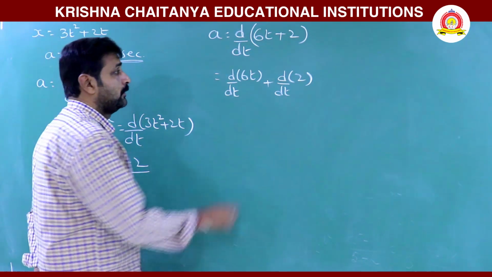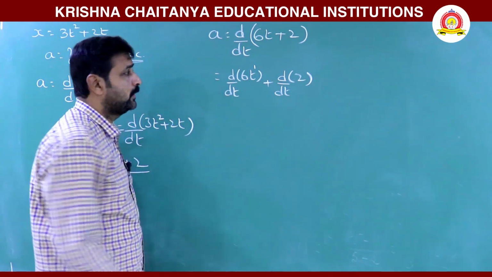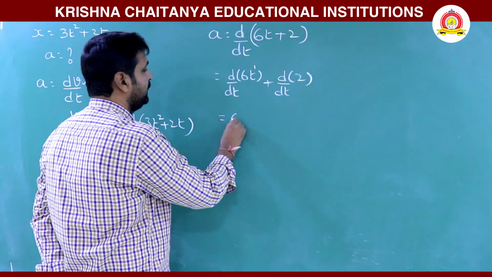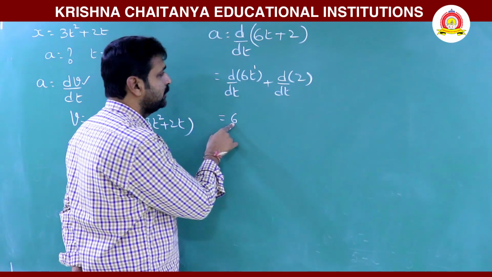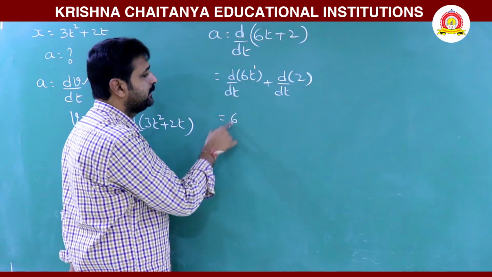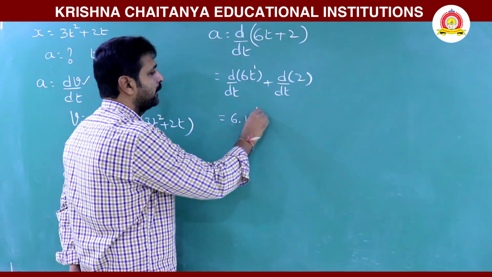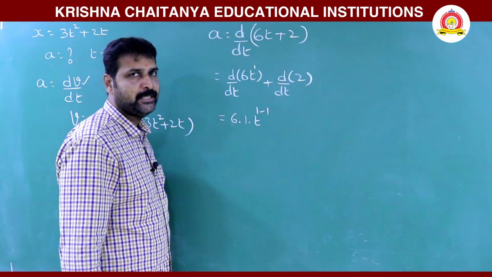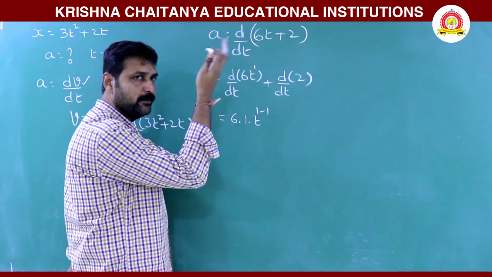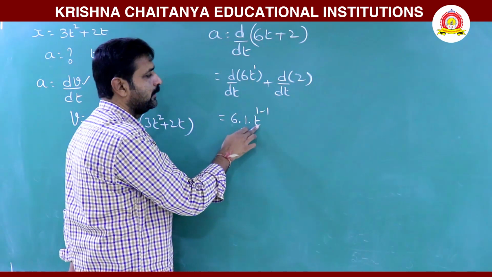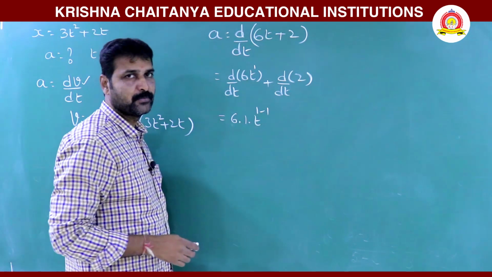What do we know? 6t means t power 1. Now differentiating this, 6 is constant. When it is multiplied with a variable, it will be brought outside the differentiation. So this is 6 into, for t power 1, n into x power n minus 1, where x is the variable, here t is the variable, so 1 into t power 1 minus 1.